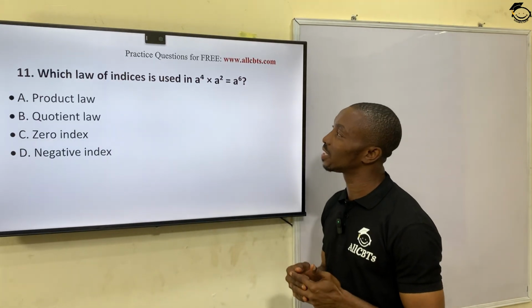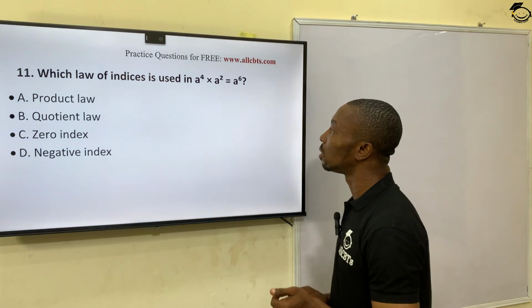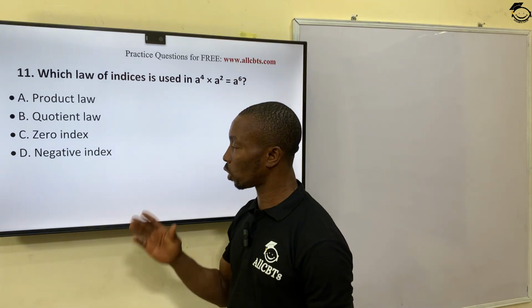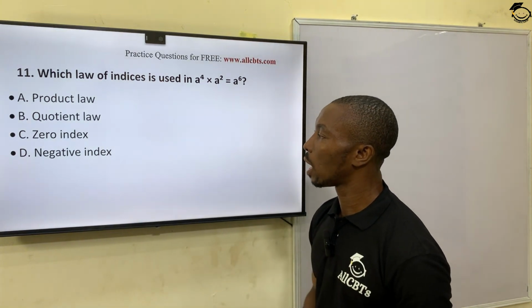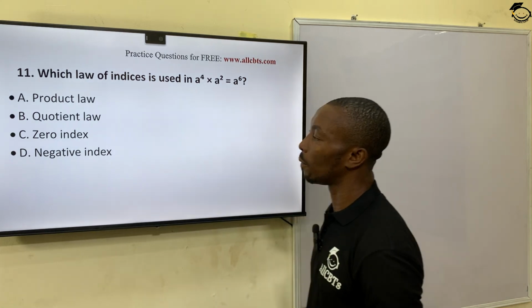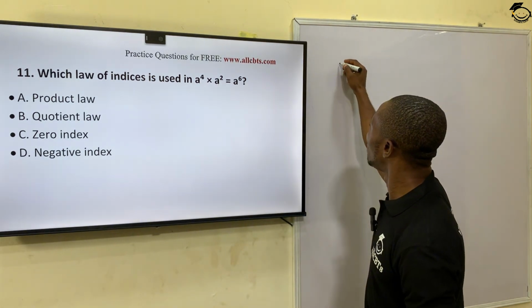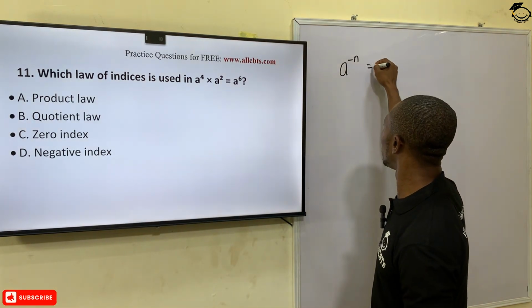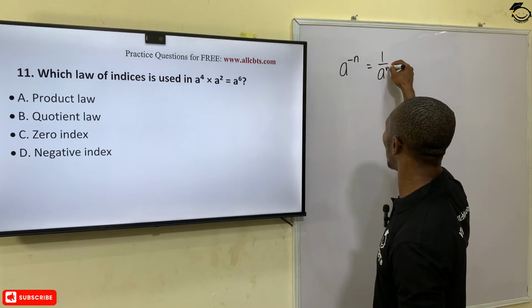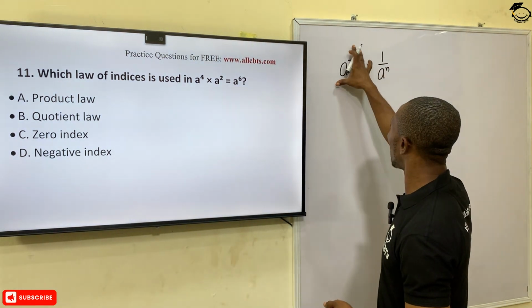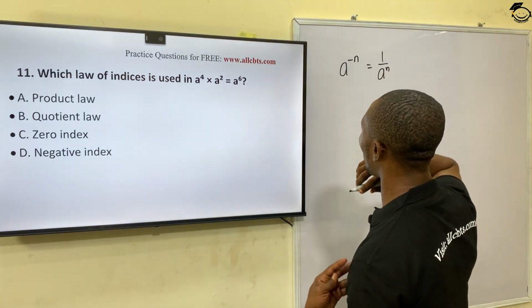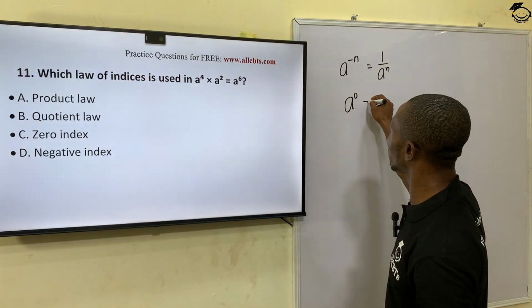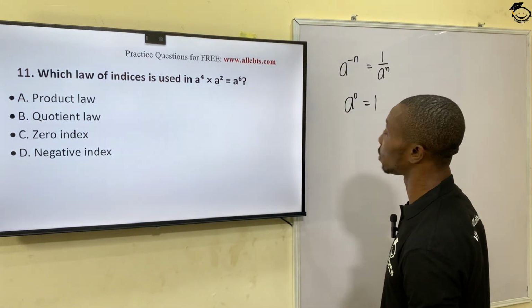Which law of indices is used in a raised to power 4 times a raised to power 2? Now, we have the product law, the quotient law, the zero index law, and the negative index law. If we look at our negative index law, it simply means we have a raised to power minus n, which gives us 1 over a raised to power n. All right, this is our negative index law. When we talk about the zero index law, it means a raised to power 0 is 1. That's our zero index law.